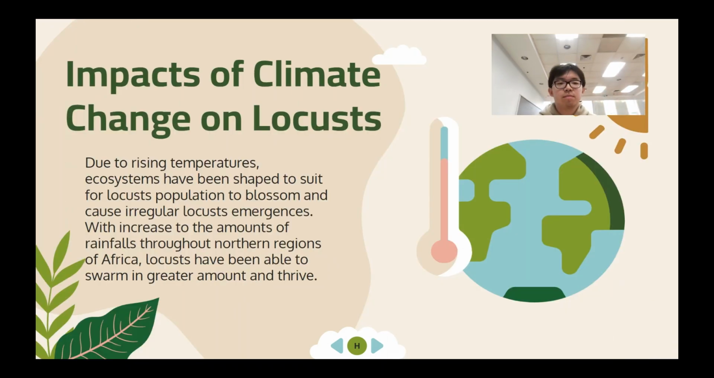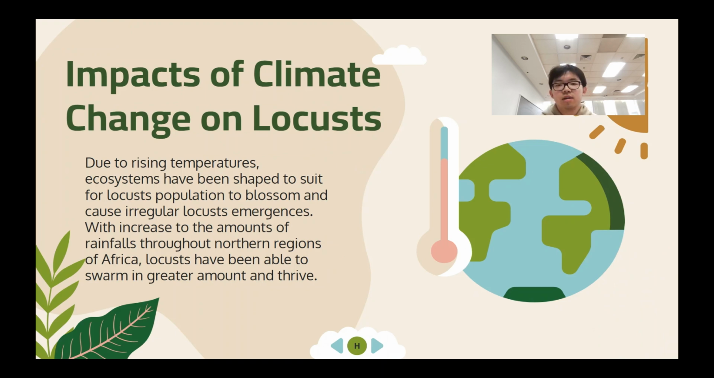Hello, this is Benson, and I'm going to be talking about the impacts of climate change on locusts. With climate change and the changing temperatures throughout the world, with rising temperatures in northern parts of Africa, the ecosystem has been shaped to allow the locust population to grow and blossom, which causes irregular locust emergences that have affected many regions. One of the main things we can see is the amount of rain throughout the northern regions of Africa, where locusts thrive, and they emerge through irregular rainfalls. They have been able to swarm greater due to the greater amount of rainfall in the changing climate.